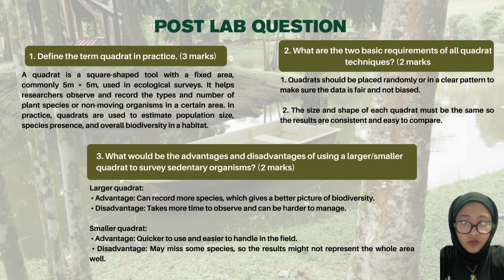So moving on to the post-lab questions, what is a quadrat? A quadrat is a square tool, like a 5 meter by 5 meter one, used to count plants or non-moving organisms in one area. It helps estimate species and biodiversity. Next, the two basic rules are: place the quadrat randomly or in a pattern to avoid bias, and use the same size and shape for all quadrats to keep data consistent. The pros and cons of quadrat size: a large quadrat gives more species and better data but is slower. A small quadrat is faster and easier but might miss some species.